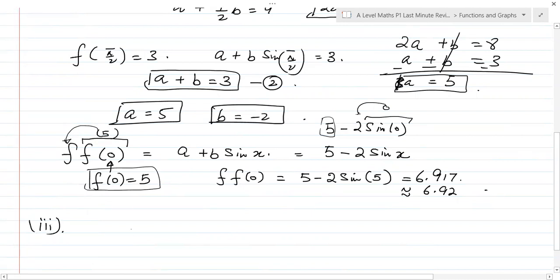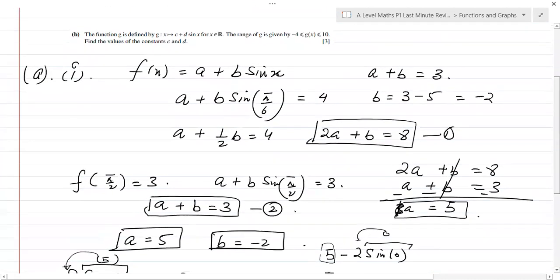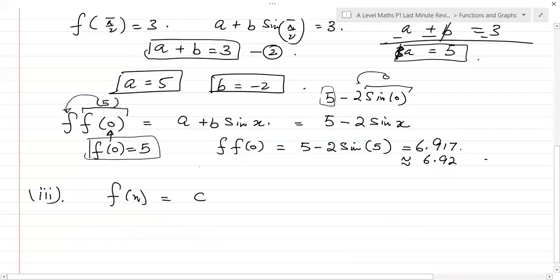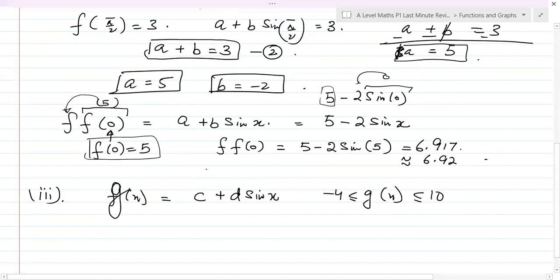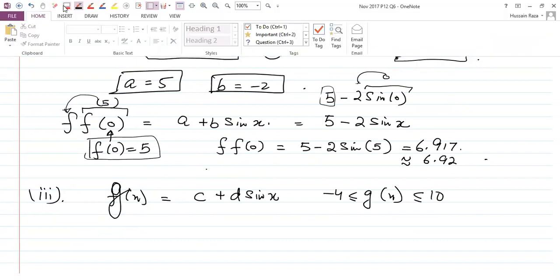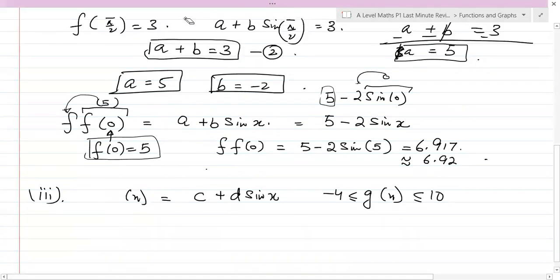This is the last one. So the function is given as c plus d sine x, and you're given the function is g(x), not f(x). So it's from here till here. So we can have this as g. It doesn't really matter. So that's g(x). We can just quickly erase this and have this as g. Okay, this is g. That's fine.